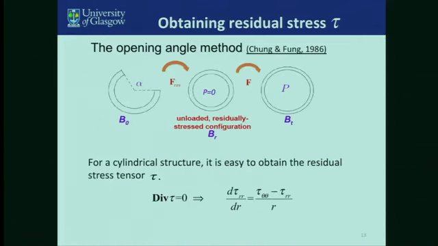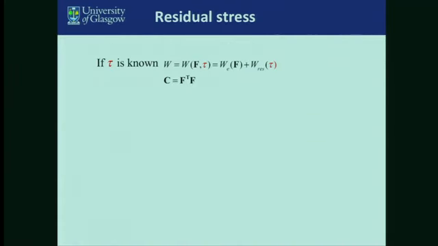So one very popular method is called the opening angle method. It was also first developed by Fung, and it considers a simple cylindrical structure for the artery. Then the equilibrium equation, a tensor equation, because of the geometry reduces to a simple ODE, and with a suitable boundary condition, you can solve it analytically and obtain the components of the residual stresses, and there are only 3 principal directions. Okay, so that is one way that you can use the opening angle method and obtain residual stress.